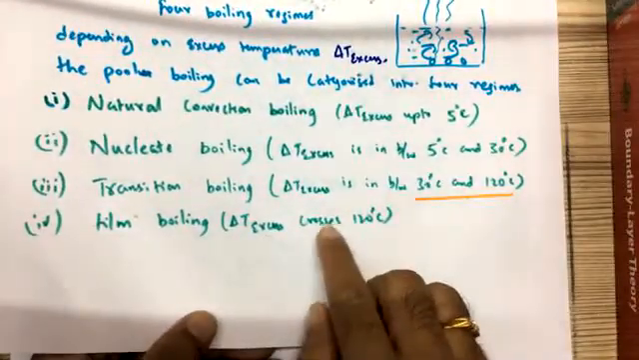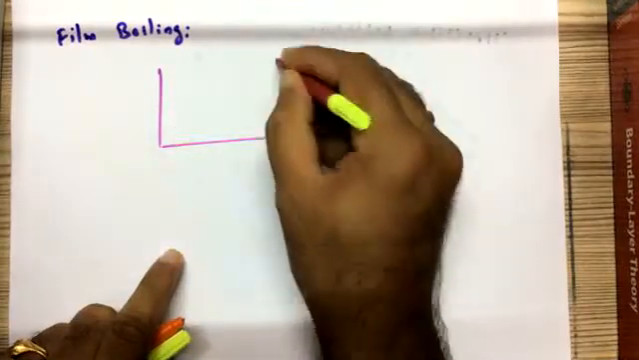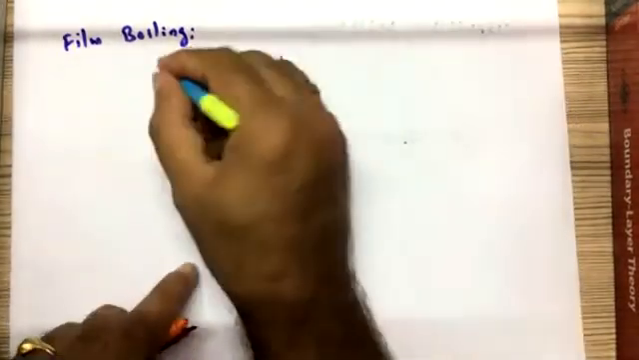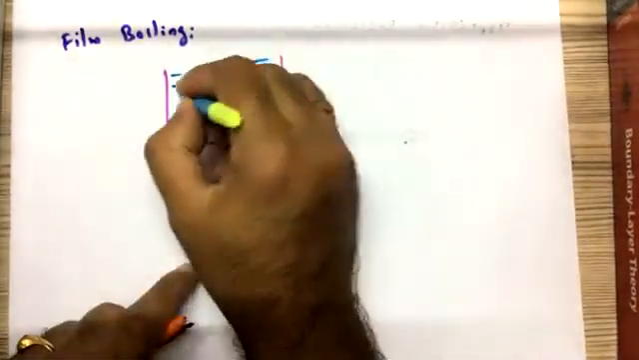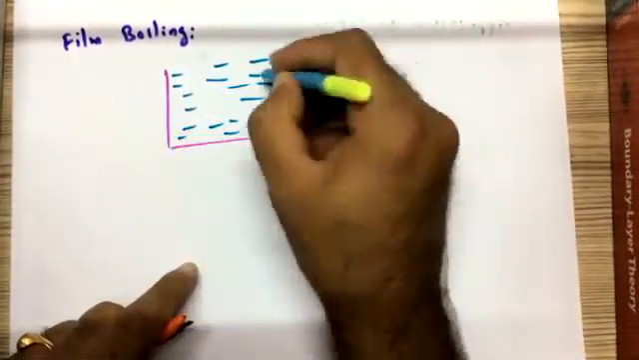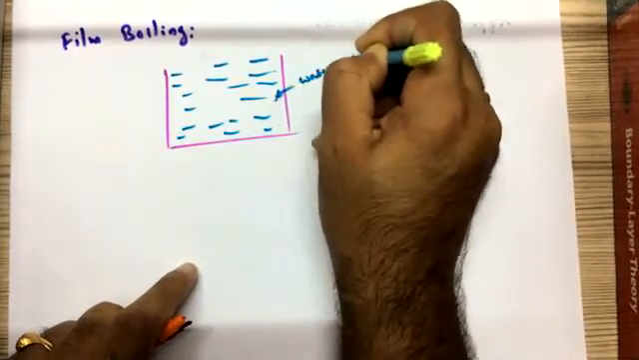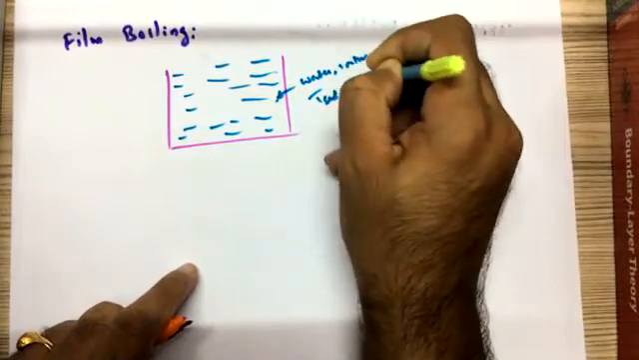Film boiling. Now you see the film boiling, it should occur if the delta T is more than 120°C. You take the same example. Let us take the pan which is filled with water. Let us suppose it is filled with water, and it is water at 1 atmospheric pressure, so obviously T sat should be 100°C.